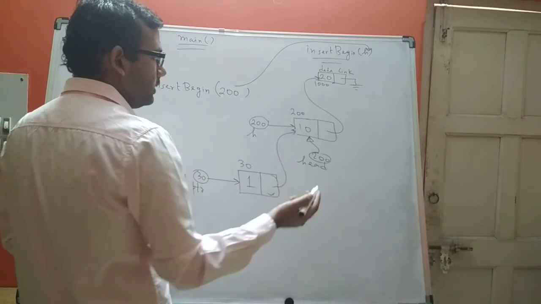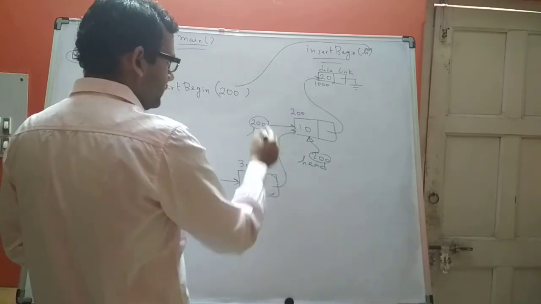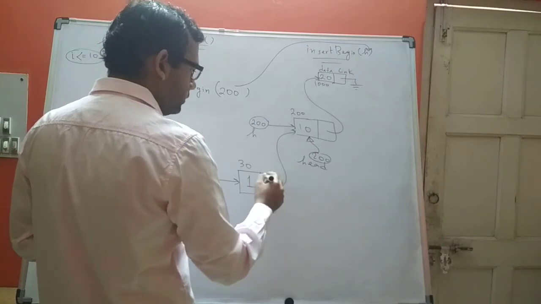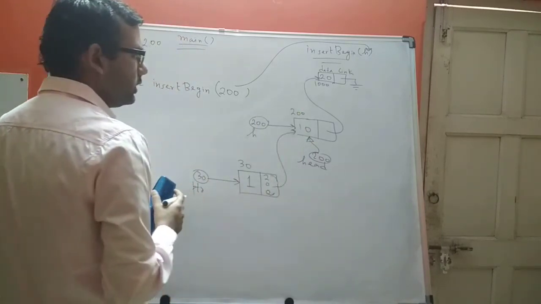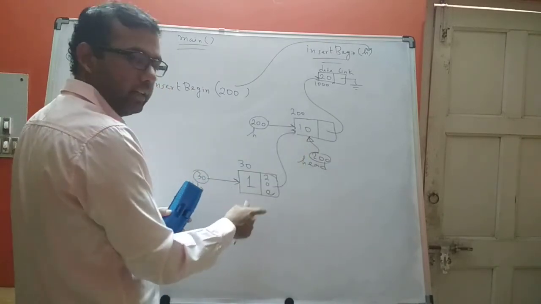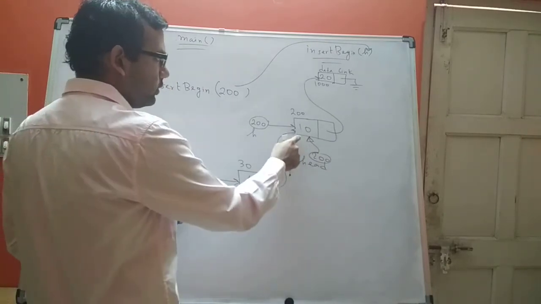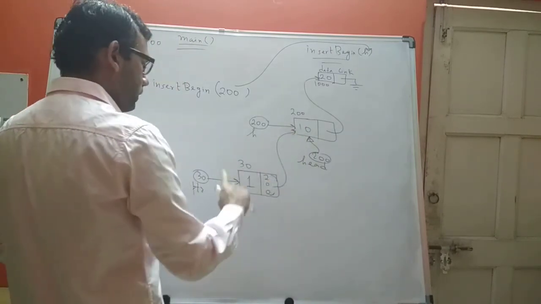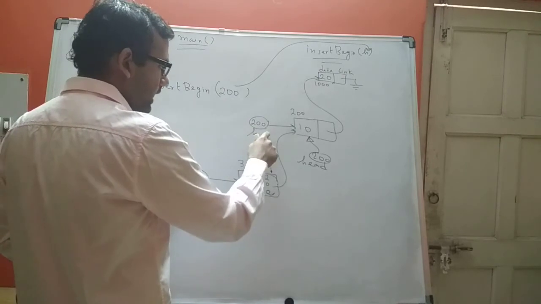and give it a value of h. So the value of h is how much? The value of h is 200. So this gets a value of 200. Now it is pointing to your previous first node. Now after this node is created, it is the new first node. The previous first node was this one whose address was 200. So it should point to this. And one more thing that I should do is make h point to this node.